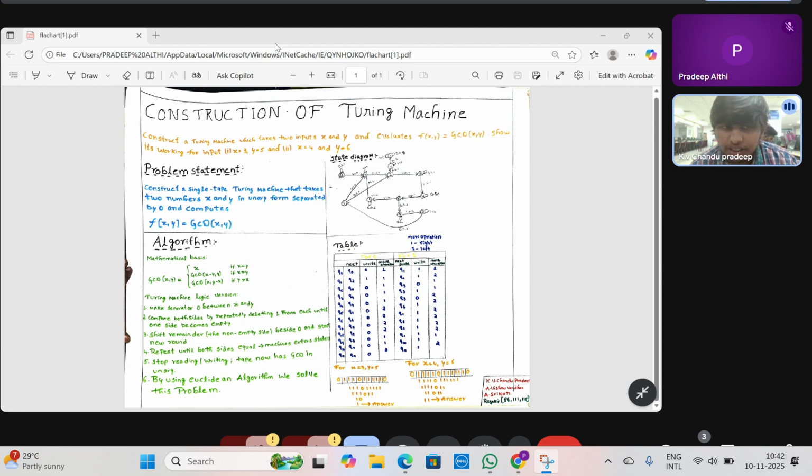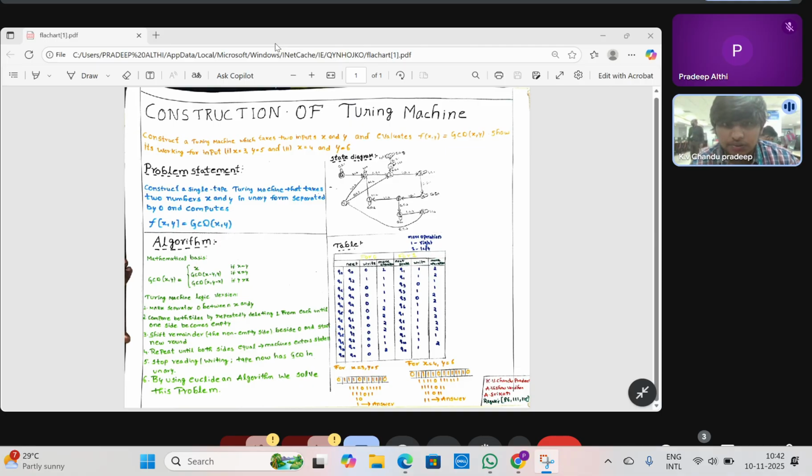state. At that point, the number of ones remaining on the tape gives the GCD, and by using the Euclidean algorithm, we can solve GCD problems through repeated subtraction until both numbers become equal.